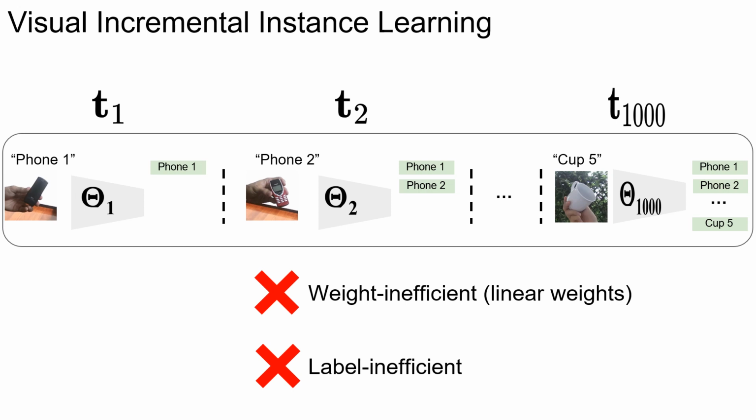Such an approach is inefficient because of two things. First, the size of the output layer grows linearly with the number of instances, so it is weight inefficient. Secondly, the learner always depends on fine-grained instance labels, which is limiting label efficiency of these techniques.